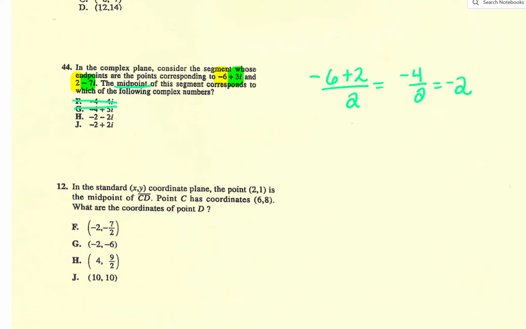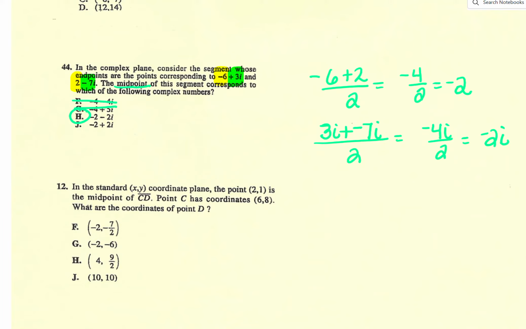Then let's take the next part, the green, the 3i plus, and again, keep that sign with that number, negative 7i over 2. So 3 plus negative 7 is negative 4i divided by 2, and you get negative 2i, which makes us have answer H.